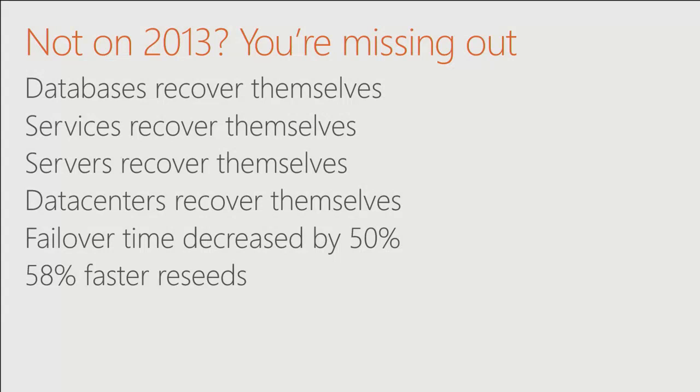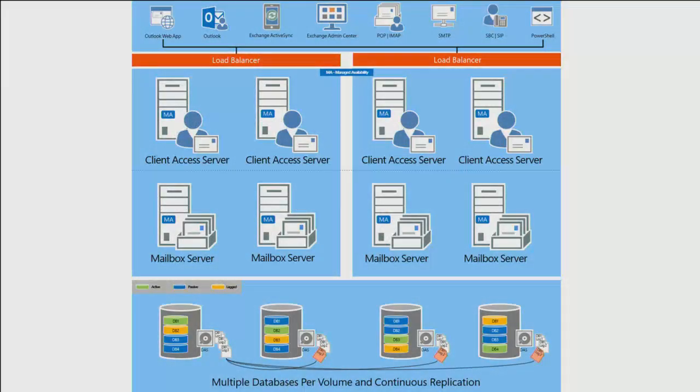Also in Exchange Server 2013, we've reduced the database failover time by 50%. Most database failovers are now less than 15 seconds, and no one really notices. And the other thing is we've got 58% faster reseeds if you use multiple databases per volume. And a lot of this is made possible by the new server architecture in Exchange 2013.